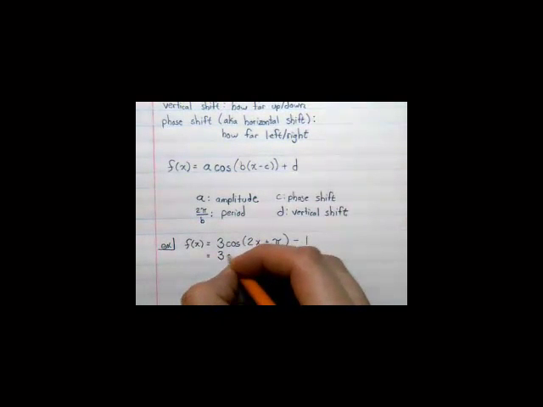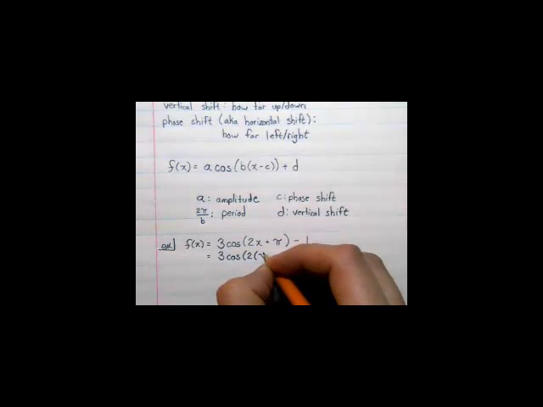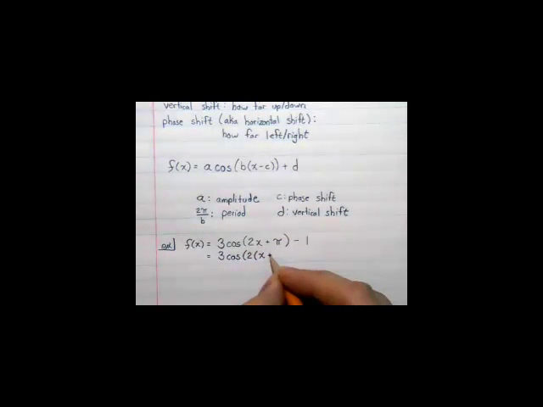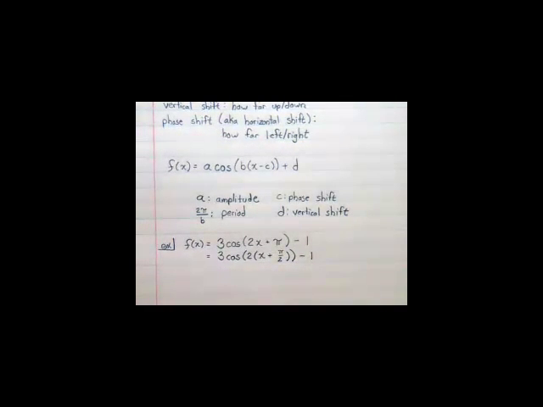So 3 cosine. If I pull out that 2, then I'm going to have x plus what then? How do you take a 2 out of pi? Pi divided by 2, right? It's pi over 2. Now it looks the same. Now I can just take all the little numbers off of it. Okay, so A is 3, B is 2, C is pi over 2, D is negative 1. They're all right there, ready to go. Okay?